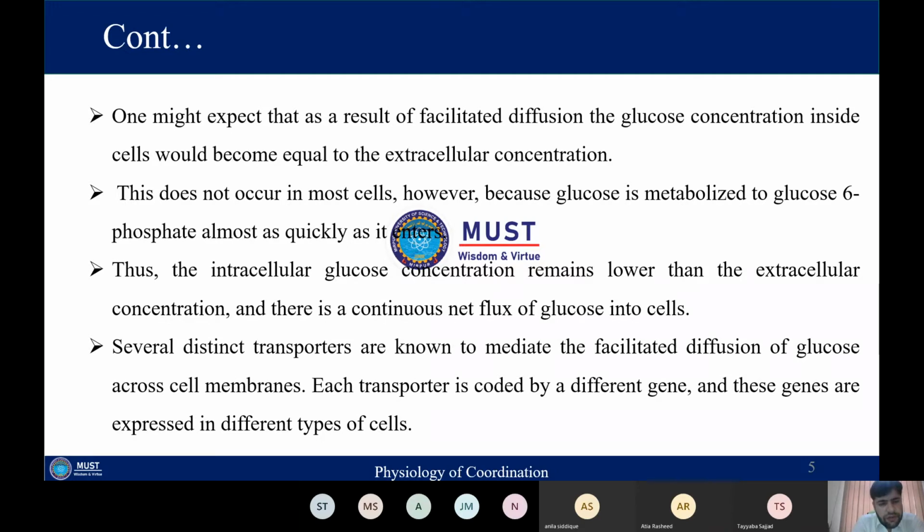So losing a few glucose molecules from the extracellular side will not have an obvious effect on the extracellular concentration of glucose, because once glucose enters the cell, it is converted into glucose 6 phosphate. When it enters, it is converted into glucose phosphate.